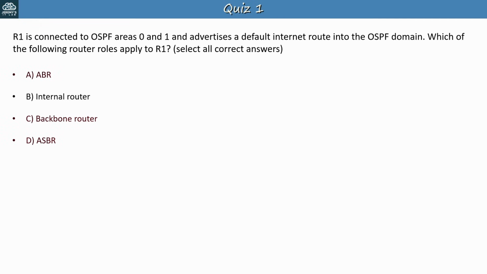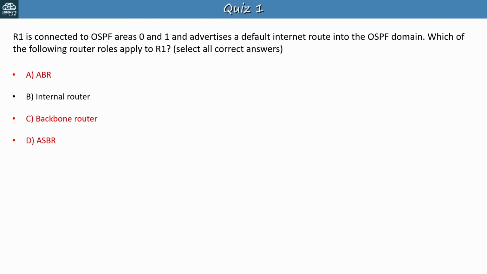Okay, the answers are A, C, and D. A is correct because R1 connects to multiple OSPF areas, making it an area border router. C is correct because it connects to area 0, the backbone area. And D is correct because it advertises a default route to the internet into OSPF, making it an autonomous system boundary router.